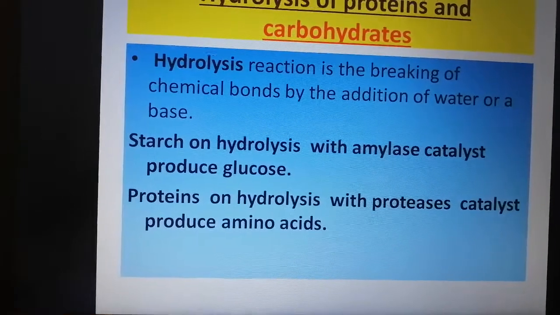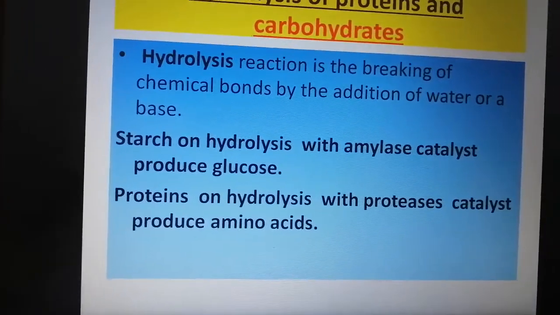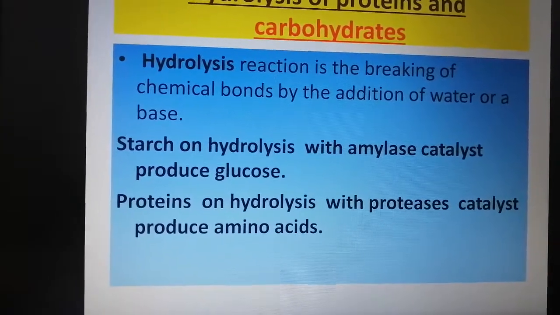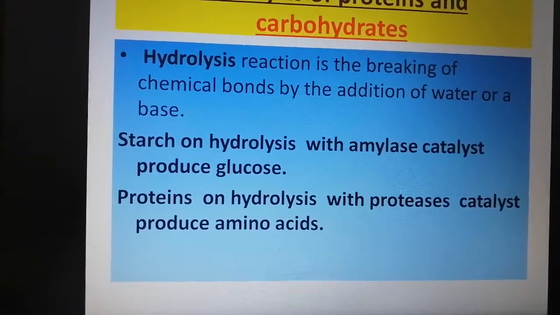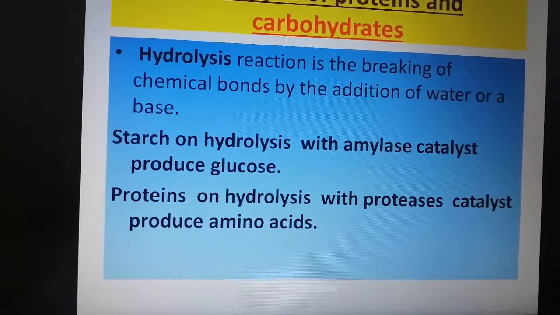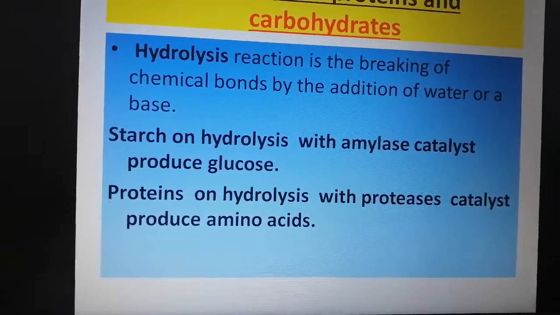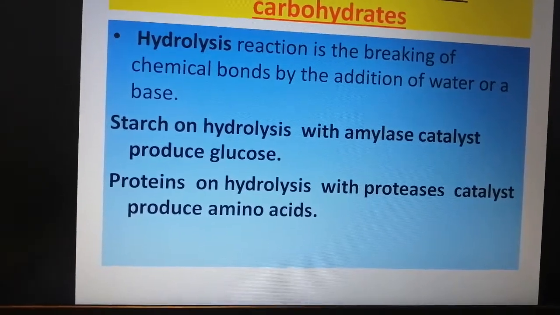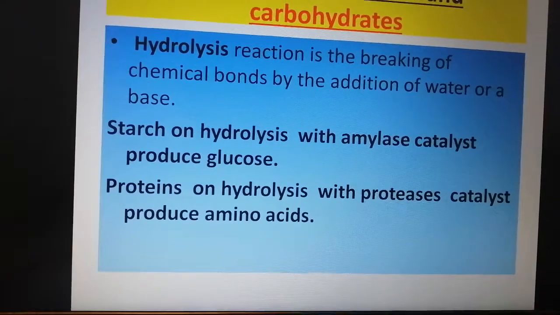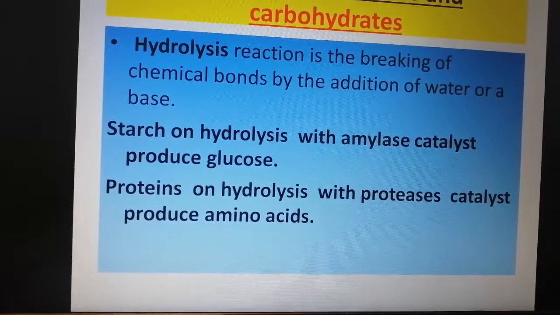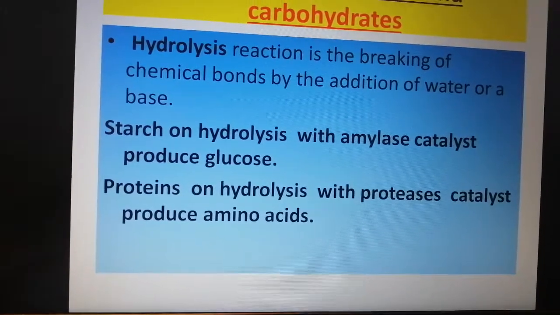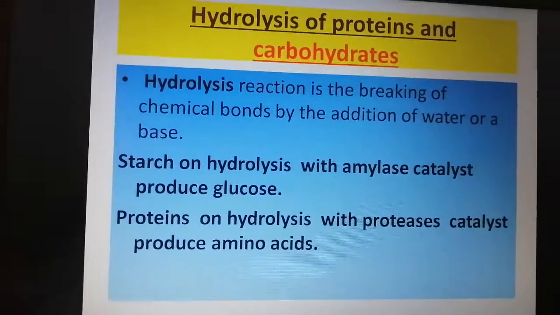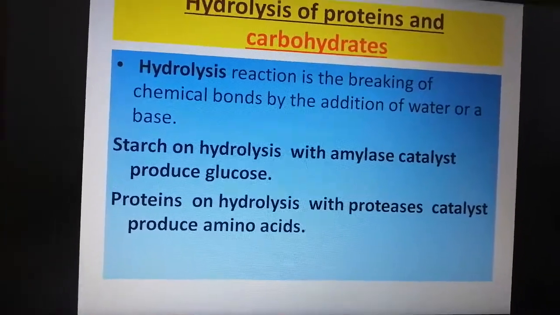When you do the hydrolysis, we don't have to write the equation or anything. You just have to know that hydrolysis gives you back the monomers. So for proteins, if you do the hydrolysis, we will get the monomer of protein, that is amino acids. You just have to know about the catalyst which we are using. These are enzymes, amylase and protease. You will be familiar with this in bio.